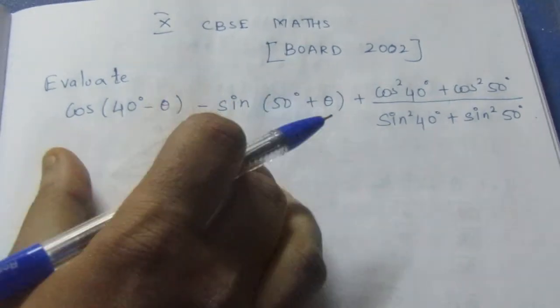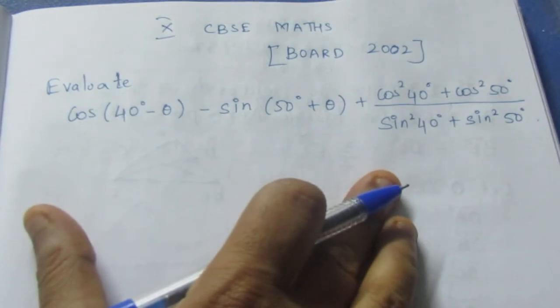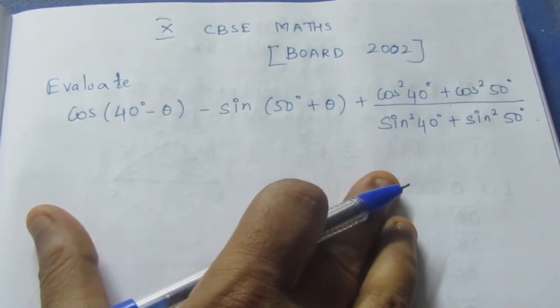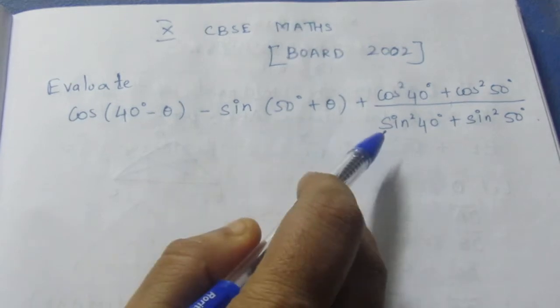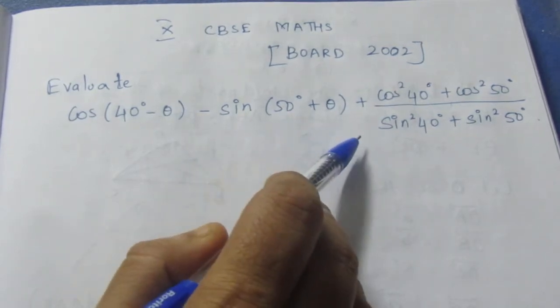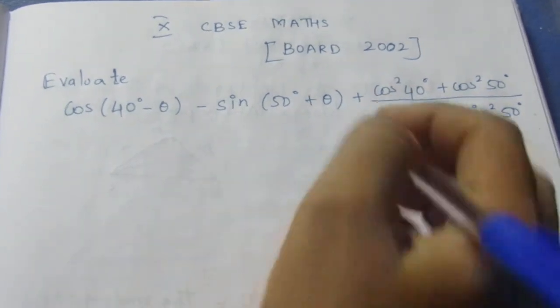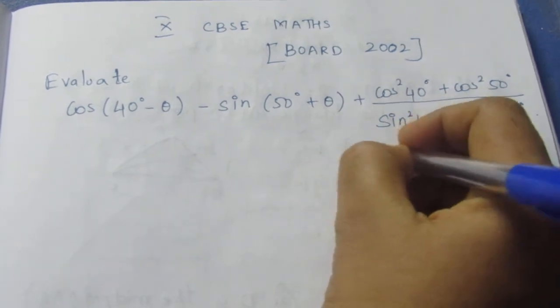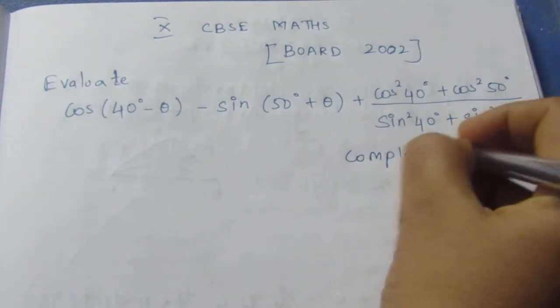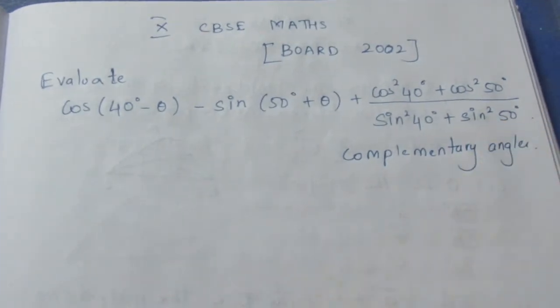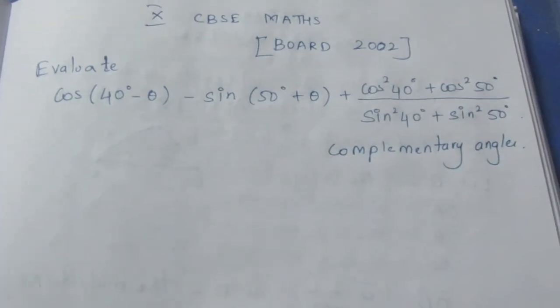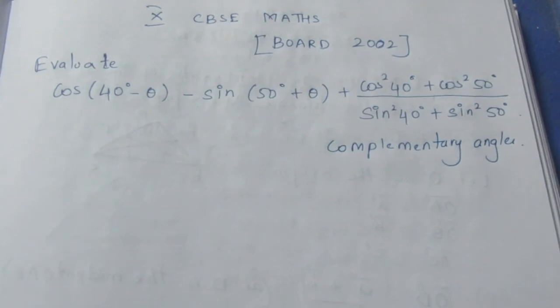Now here, other than the table trigonometric ratio values given, 0, 30, 45, 60, 90, if anything else is given, here it is 40, here it is 50, other than the table values, we should think of the complementary angle. Here it is only sine and cos.